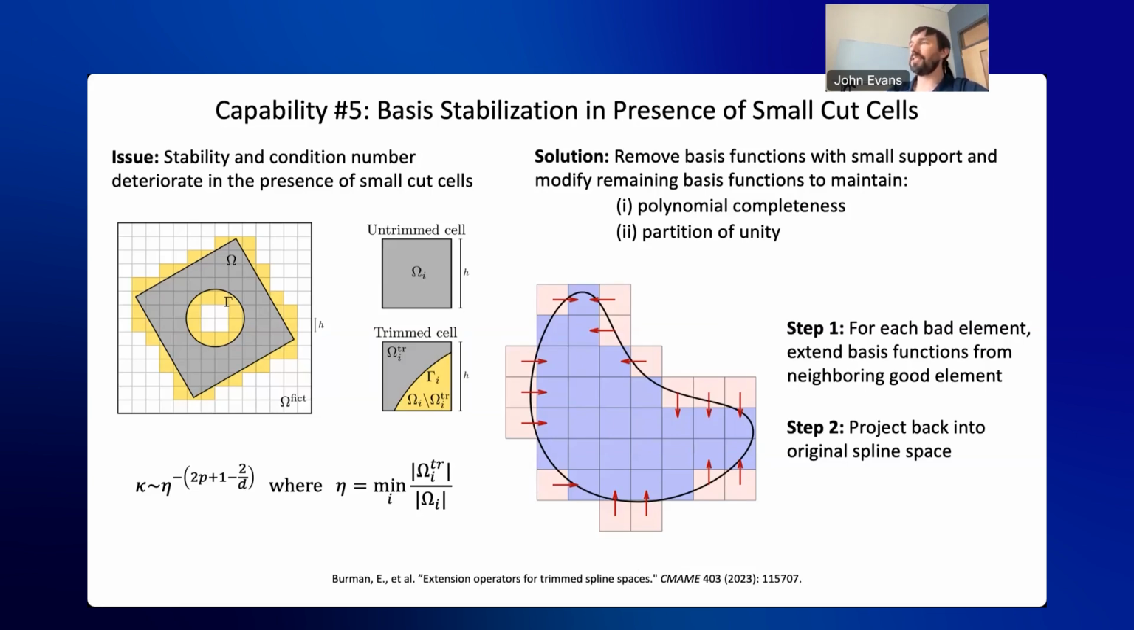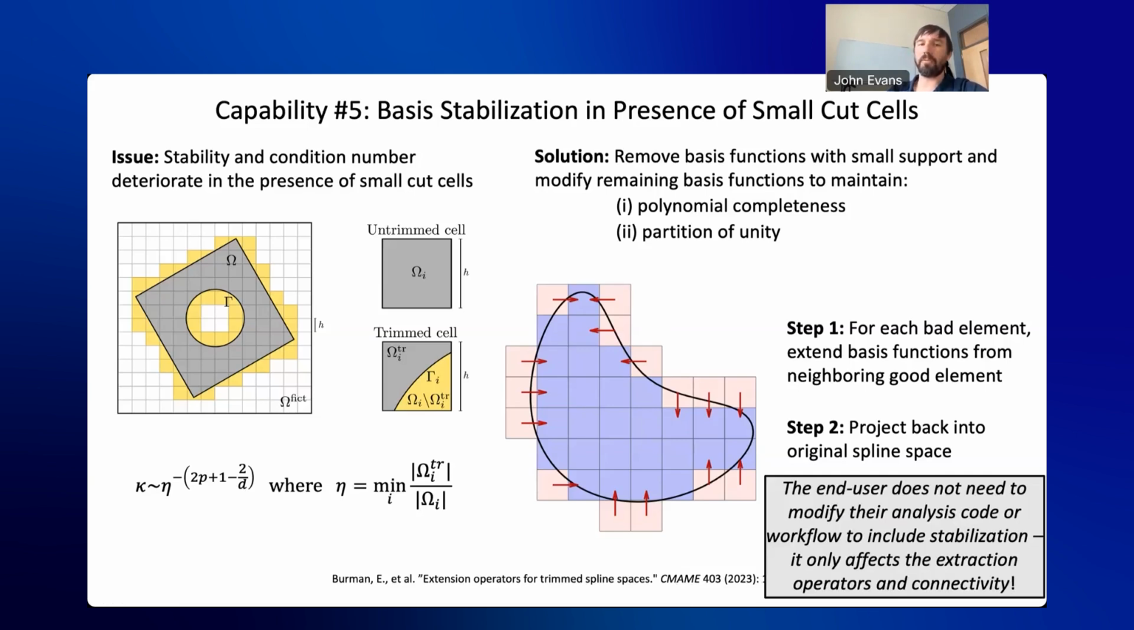I don't want to get into the details here, but the really nice aspect is that all of the craziness associated with this technique is embedded in those extraction operators M. There's nothing else that's required to implement this basis stabilization. So the end user doesn't need to modify their analysis code or workflow to include stabilization, right? Since all their code needs to be able to do is handle these extraction operators that now have been modified. So that's really a nice aspect.